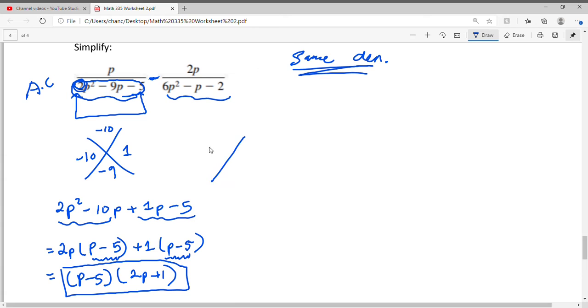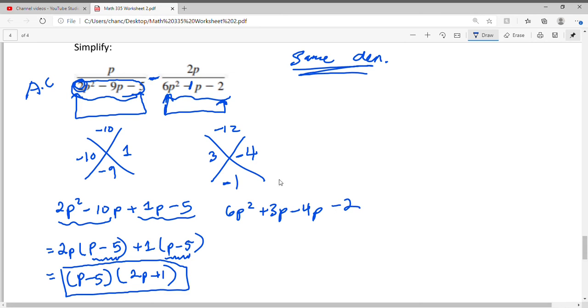We'll do the work again for the right side. We'll multiply this 6 times this negative 2, that's negative 12, and we'll add up to negative 1. Now the two numbers are 3 and 4. This has to be a negative 4. So I'll write this as 6p squared plus 3p minus 4p minus 2. Now, if you were to flip this 3 and the negative 4, you'll still get the same answer. It's just going to be written in a different order.